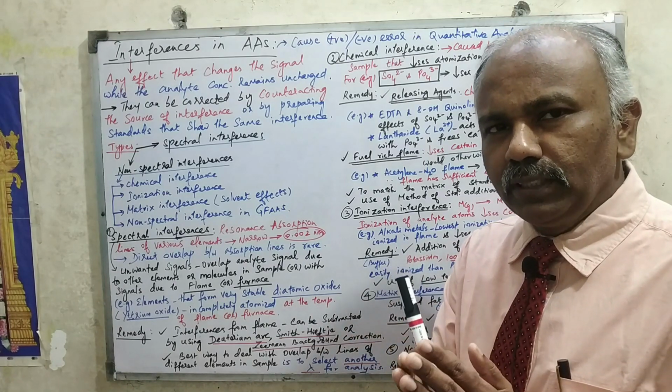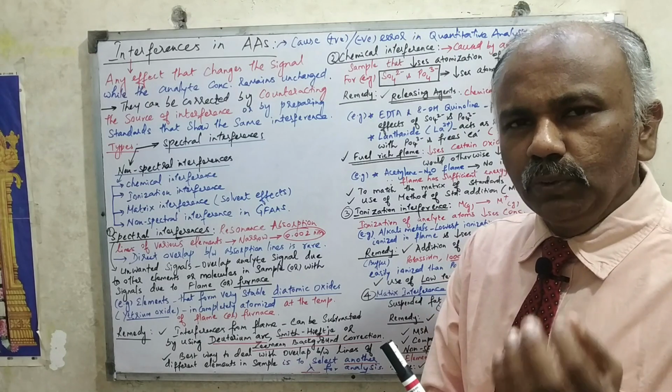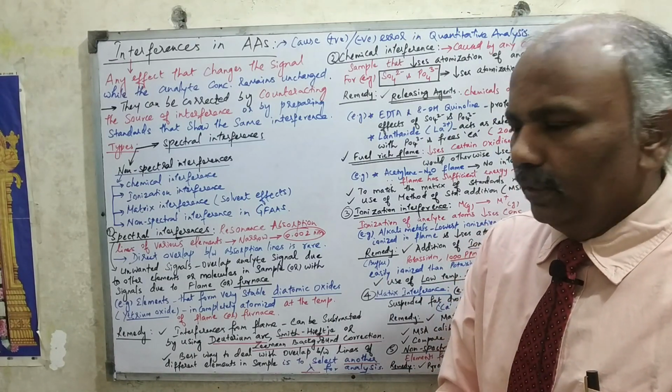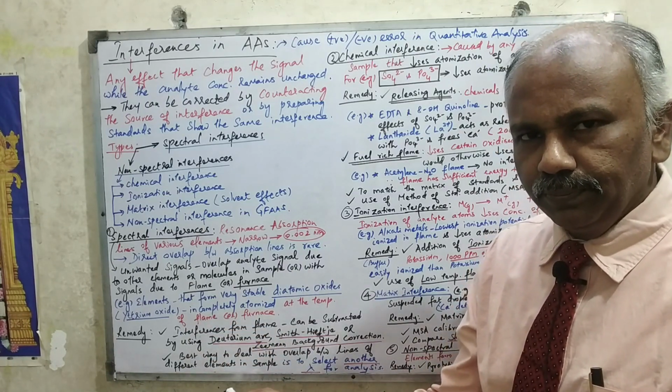Suppose if two elements are there, they will produce some spectral interference. A very simple solution is you select a suitable another wavelength for analyzing a particular sample. So these are the two methods to avoid the spectral interference, right?